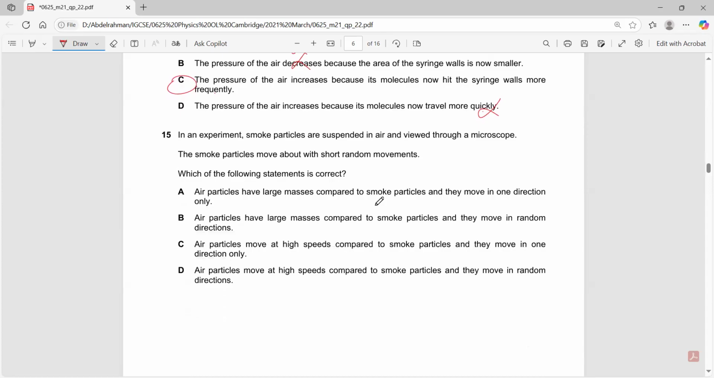In an experiment, smoke particles are suspended. Brownian motion. Air particles. Which of the following statements is correct? Air particles have large masses compared to the smoke particles? No. Air particles have high speeds compared to smoke particles, okay. And they move in one direction only? No, not one direction. Okay, in random directions.